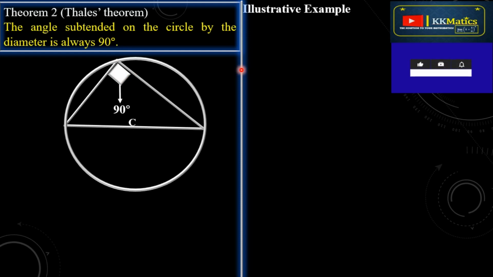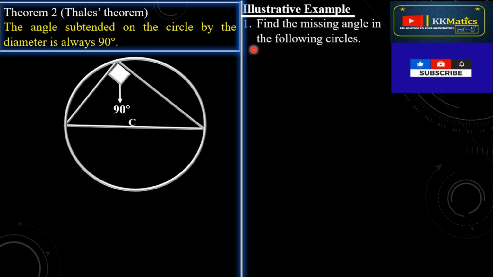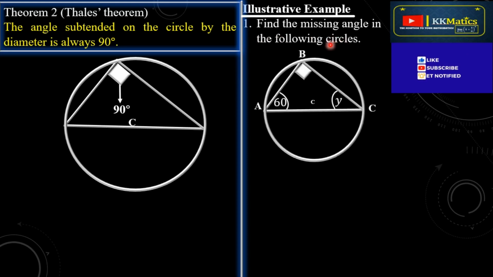So let's consider an illustrative example here. Number one, we are told to find the missing angles in the following circles. In considering this example, we have the center. Obviously, this is the same illustration as the second theorem that we just stated. We are told to find the missing angle, which is y.